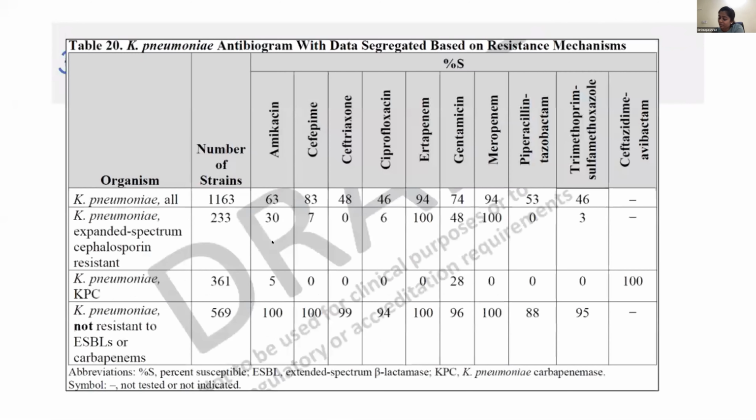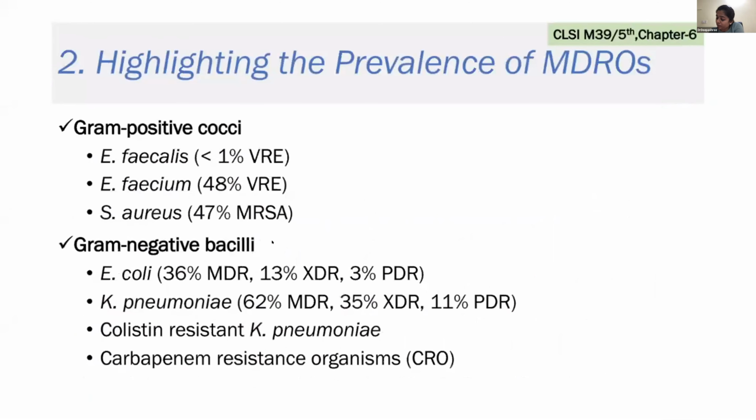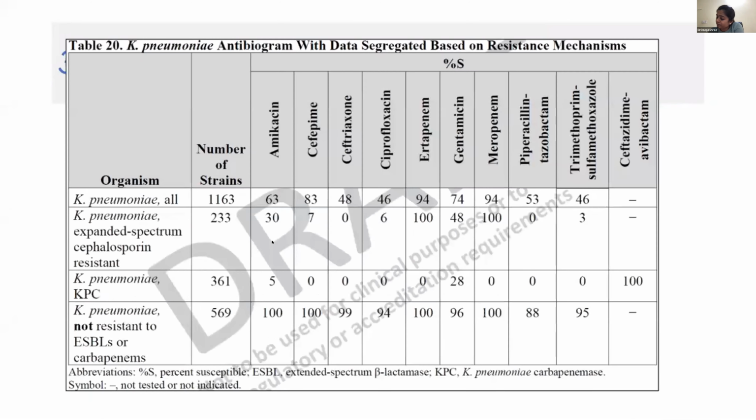So you can see this table here. This is a type of antibiogram which is generated for Klebsiella pneumoniae. You can see it is Klebsiella pneumoniae antibiogram with data segregated based on resistance mechanism. So the first one they have included all Klebsiella isolates. You can see that is 1163, and because they have documented ESBL, KPC, and other drug resistance mechanisms, they have segregated the number.